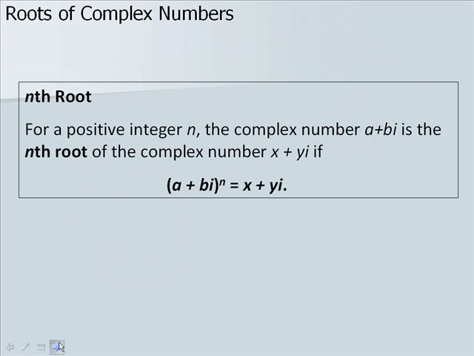Now let's look at roots of complex numbers. For a positive integer n, the complex number a plus bi is the nth root of the complex number x plus yi if a plus bi to the nth power is equal to x plus yi.